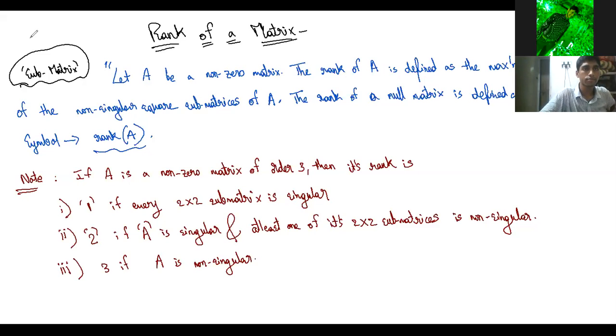Example. Okay, I'll write a matrix. You tell me its rank. A1 is equal to the matrix 1 2 1, minus 1 0 2, 0 1 minus 1. Find its rank.